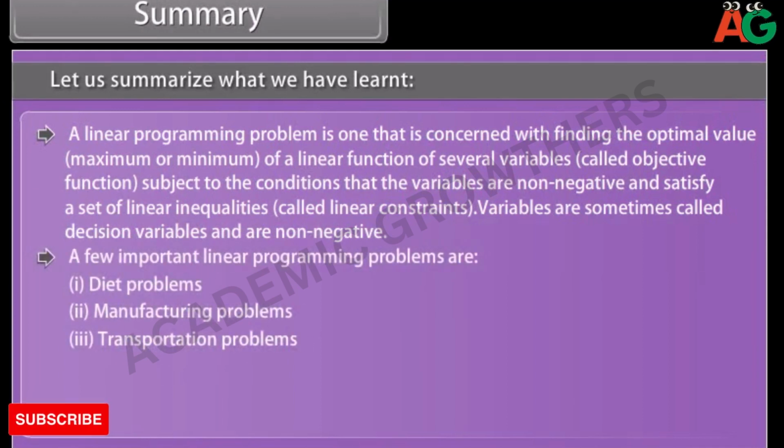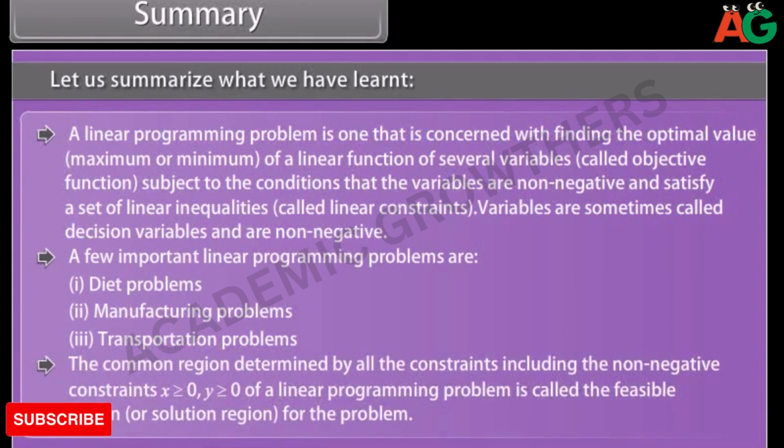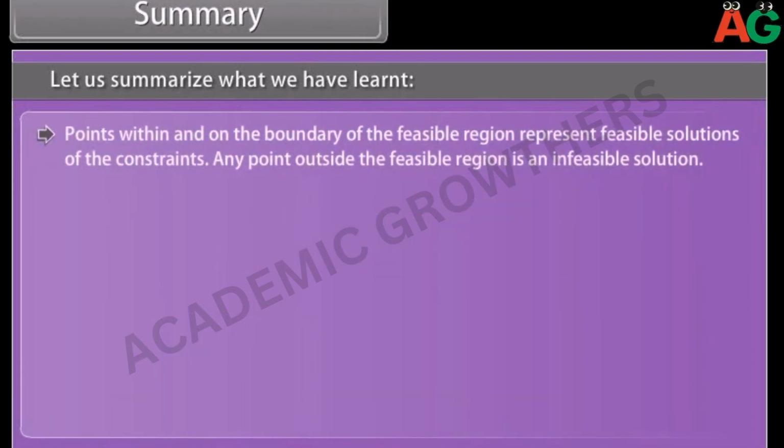A few important linear programming problems are 1. Diet problems, 2. Manufacturing problems, 3. Transportation problems. The common region determined by all the constraints, including the non-negative constraints x greater than or equal to 0, y greater than or equal to 0, of a linear programming problem is called the feasible region or solution region for the problem. Points within and on the boundary of the feasible region represent feasible solutions of the constraints. Any point outside the feasible region is an infeasible solution.